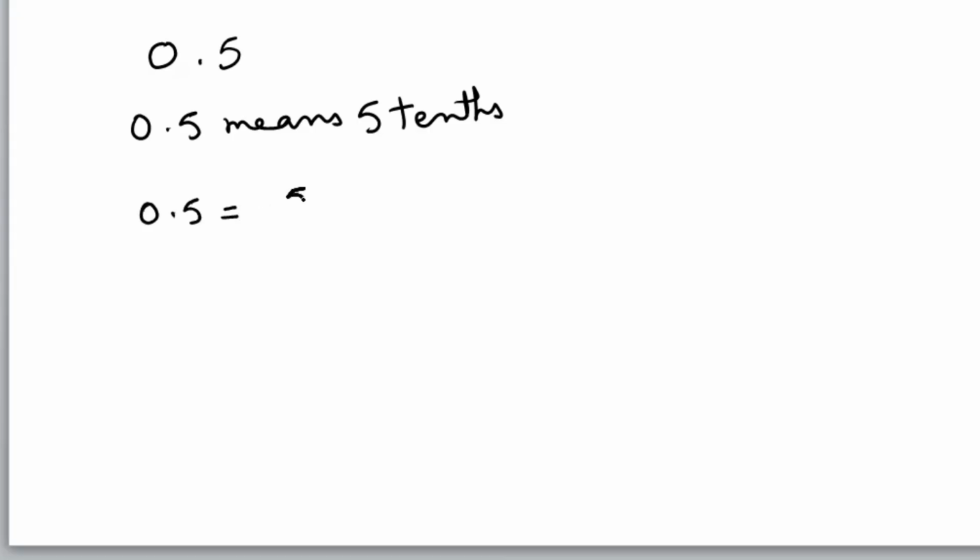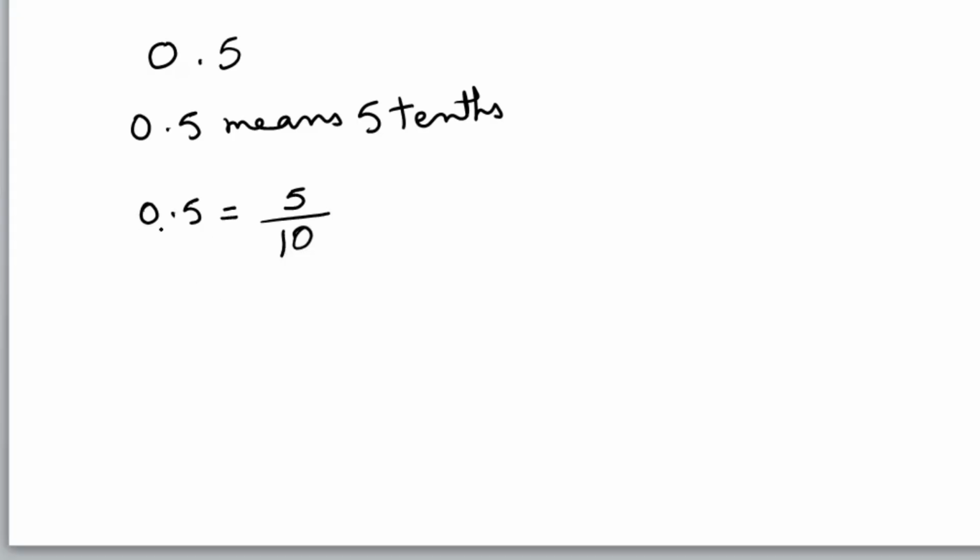0.5. What do you think 0.5 means? 0.5 means 5 tenths. As we already know, 0.5 means 5 tenths because 5 is in the tenths place. That's why it is 5 tenths. So we write this 0.5 as a fraction. How will we write it? We will write 5 over 10.